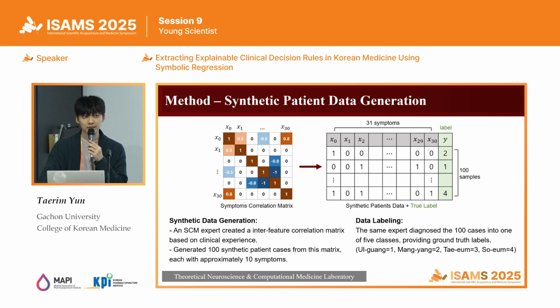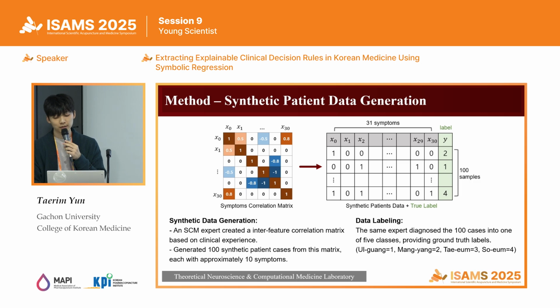An SCM, 사상의학 expert, created an inter-feature correlation matrix based on his clinical experience. From this correlation matrix, we generated 100 synthetic patient cases, each with around 10 symptoms. The same SCM expert diagnosed these cases into 4 classes, providing ground truth labels.